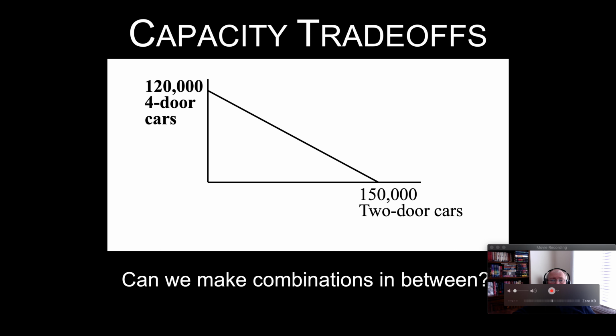So if we can produce some sort of blend of four-door and two-door cars, so maybe you can produce 60,000 four-door and 75,000 two-door cars. Something like that. And you might try to reach capacity trade-offs that lead to greater profit margins.